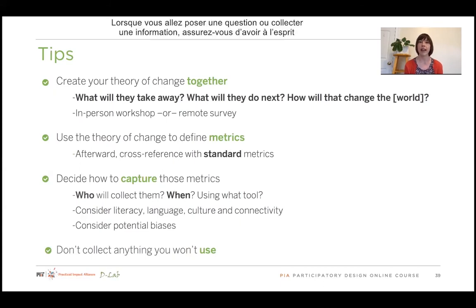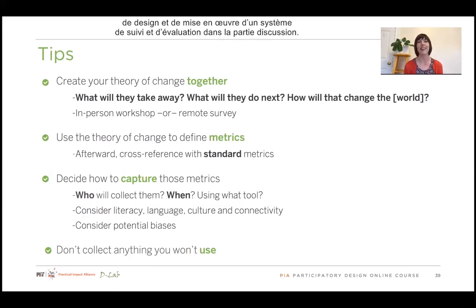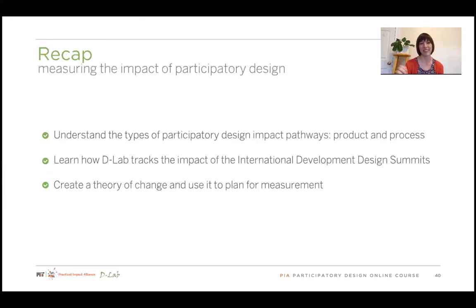So if you're going to ask a question or collect a piece of information, make sure you have in mind a use for that information and that it's really informing the core of what you're trying to do, and that it's not just kind of excess information that will sit in a folder somewhere and never get used. There are more tips, as I said, in the PDF, and we'll talk more about the process of designing and implementing an M&E system in the discussion section.